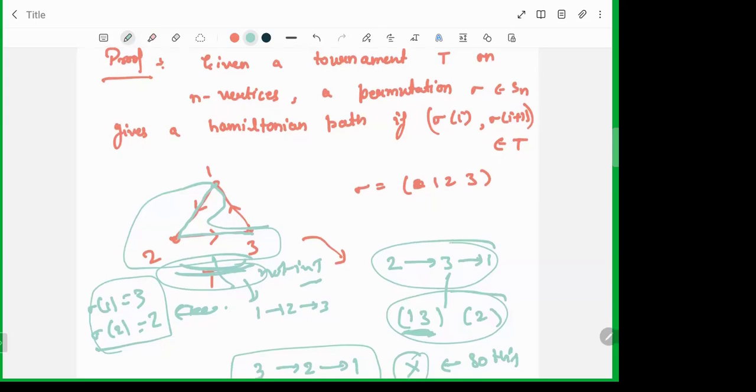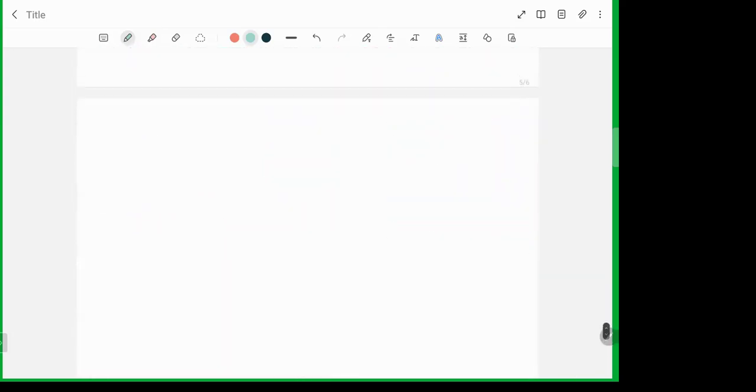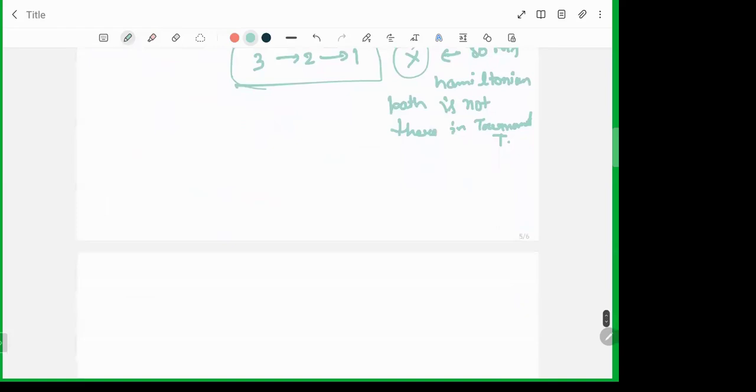So what I'm saying is that you started with a Hamiltonian path, and we are trying to produce another Hamiltonian path h dash by a permutation sigma if sigma i, sigma i plus 1 belongs to T. These are our n vertices, belonging to T for all 1 less than or equal to i less than n. This is correct.